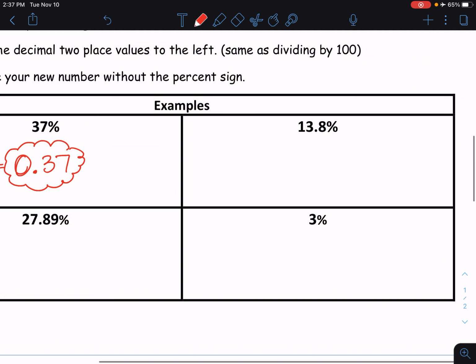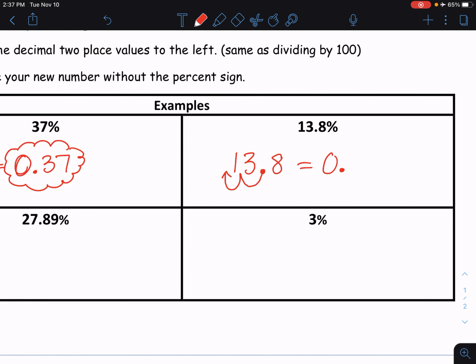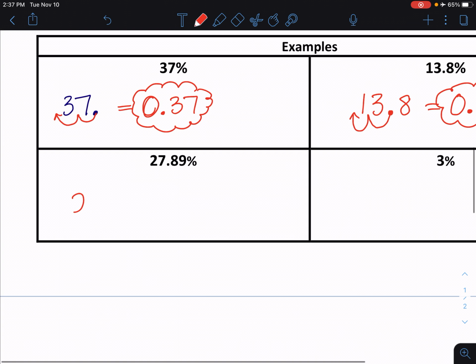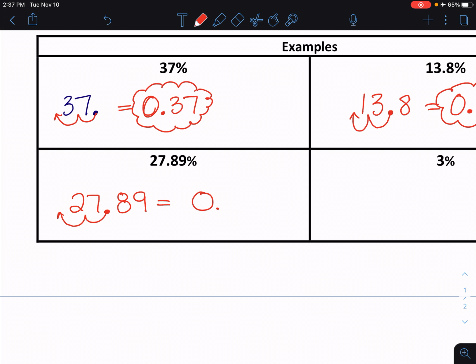For 13.8%, I'm going to write 13.8. My decimal is already there. I'm going to move it 2 places to the left. So my decimal moved to the front, so 0.138, no percent sign. For 27.89%, so 27.89, again, the decimal is present in the number already. I'm going to move it 2 places to the left. So I have 0.2789.